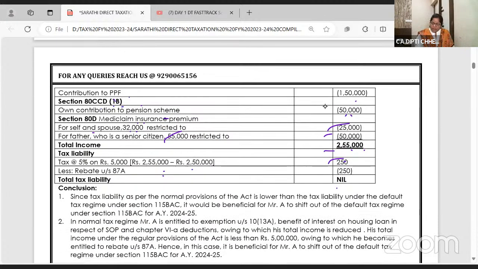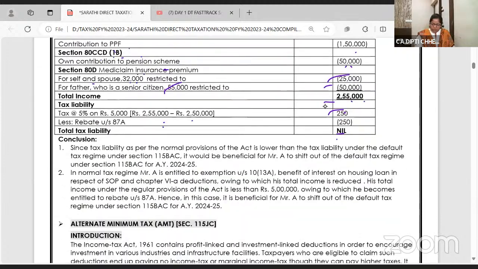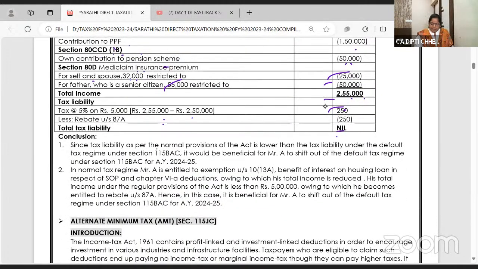get a rebate. So what's your normal tax? Nil. And what is your default tax? 57,720. Since the tax liability as per normal provision is lower than tax liability under default, it would be beneficial for A to shift out of the default tax regime and file in the normal tax regime.